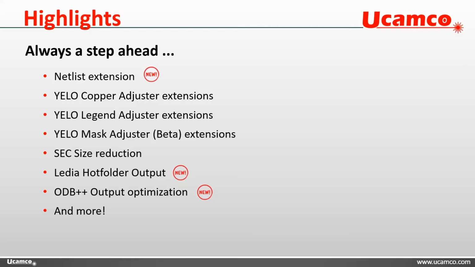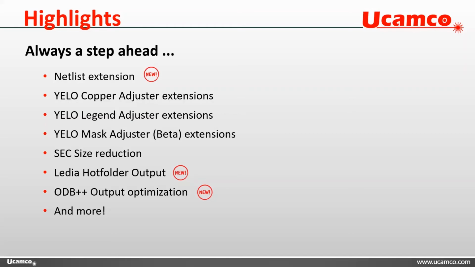As you can see, we are always aiming to be a step ahead. The highlights of this release are extensions to our Netlist, to the whole YELO suite, for example Copper Adjuster, Legend Adjuster and Mask Adjuster. The reduction of the file size from secure edge compensation. A brand new Ledia hot folder output. We optimize the ODB output. And of course in the background we have a lot of code changes which makes our software faster, better, easier to handle, whatever is needed.